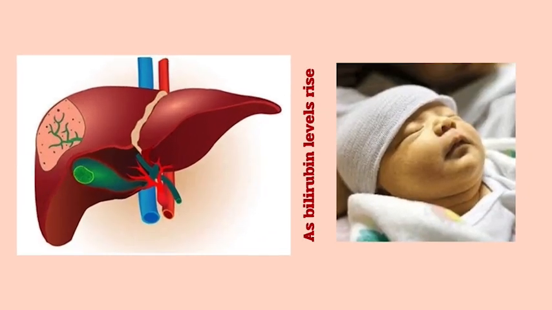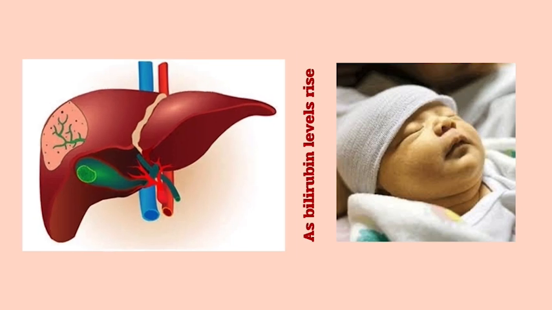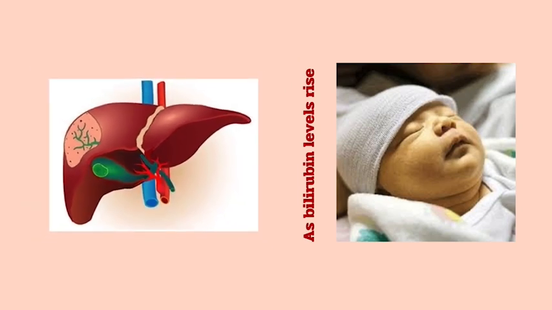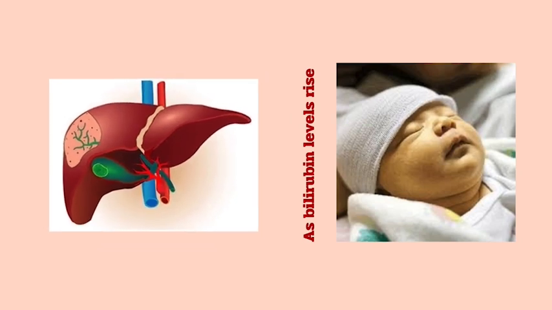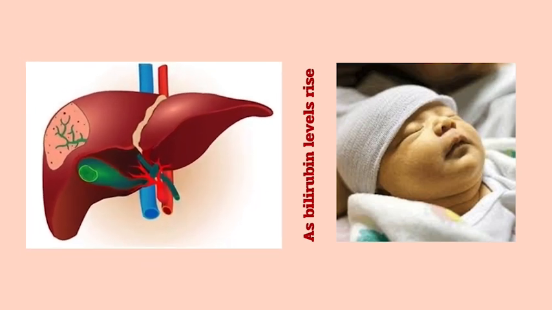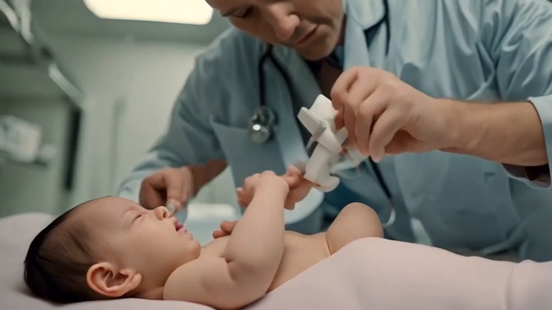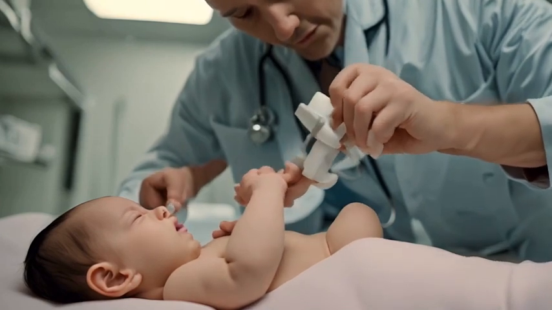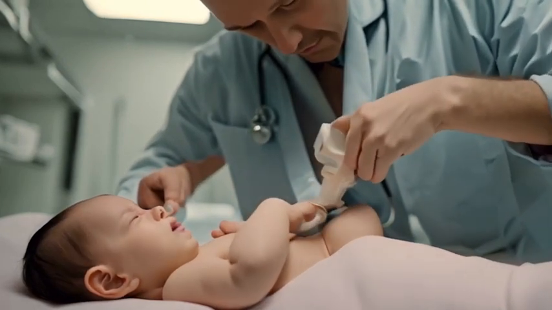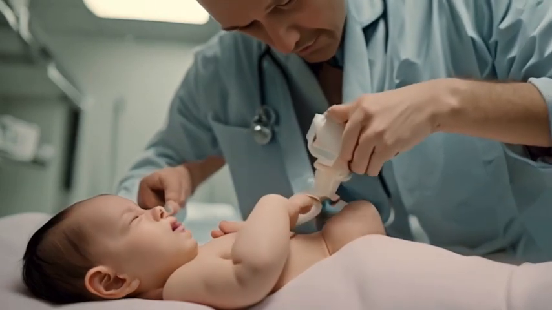The breakdown of red blood cells produces a substance called bilirubin. Normally, the liver processes bilirubin, but when too much is produced, it can accumulate in the baby's body, leading to jaundice, or a yellowing of the skin and eyes. Newborns with ABO hemolytic disease may exhibit symptoms such as jaundice, pale skin, or lethargy. Doctors diagnose the condition through blood tests to check bilirubin levels and blood type compatibility.